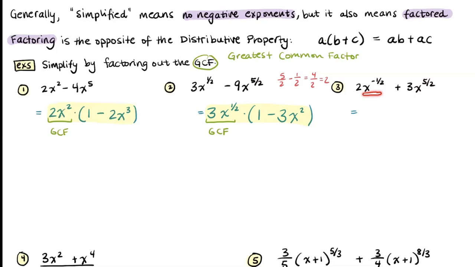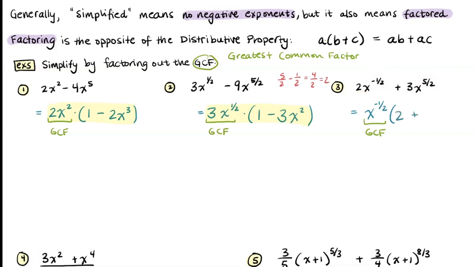So we are going to take out the power of x that is present in both. I know it's a little weird to think about, but just follow the rule that it's the smallest power of x that's present. Now, negative 1/2 is smaller than 5/2. And so we're going to take out x to the negative 1/2 power. So this right here is our GCF. Now, factoring out an x to the negative 1/2, we're going to have just a 2 left over in the first part.